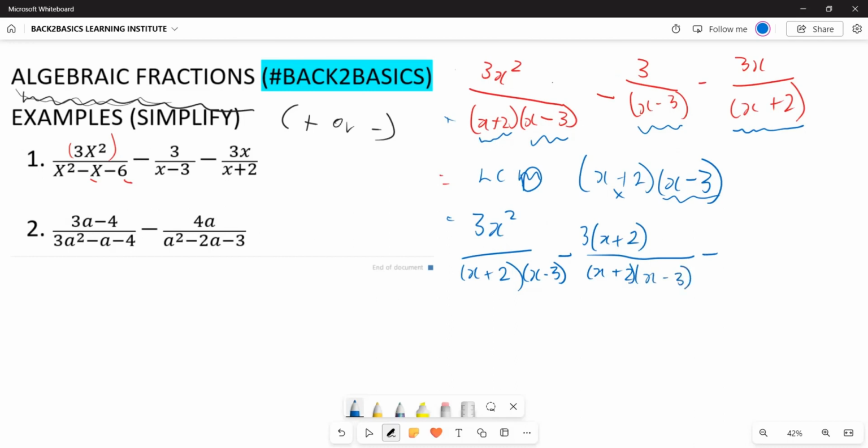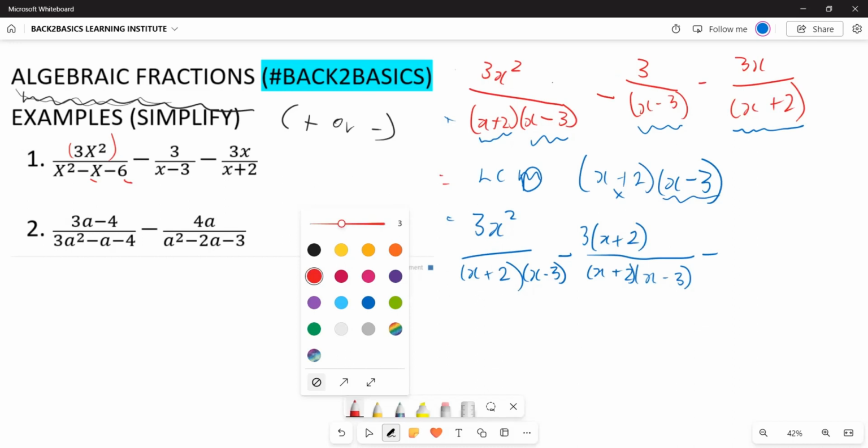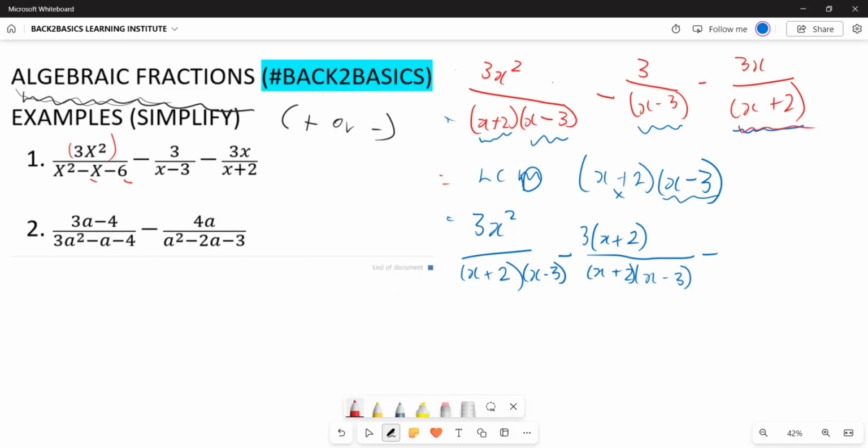Now let's look at the last one. The last one, you only have what? Let's get another color so that you can see. Your last one, what is it that you only have? You only have your x plus 2, which is this one. What you don't have is this one, right? So you're going to multiply by x subtract 3, both in your numerator and your denominator. So this is going to be 3x into x subtract 3, over, in your denominator, the same, x plus 2 and x subtract 3, right?